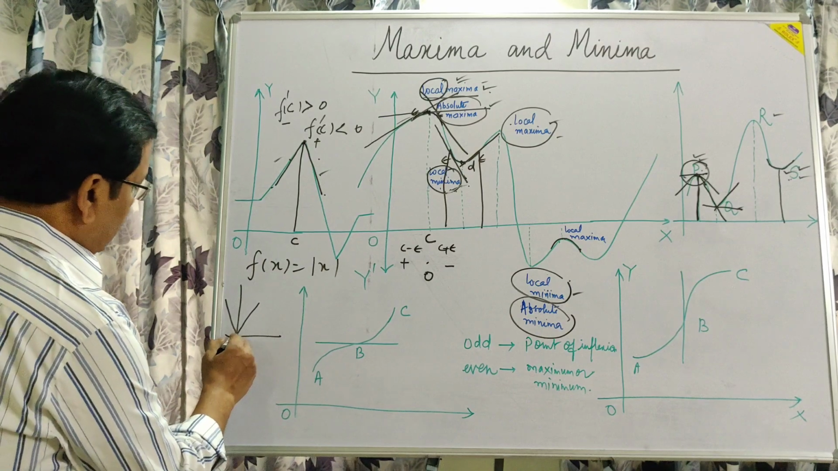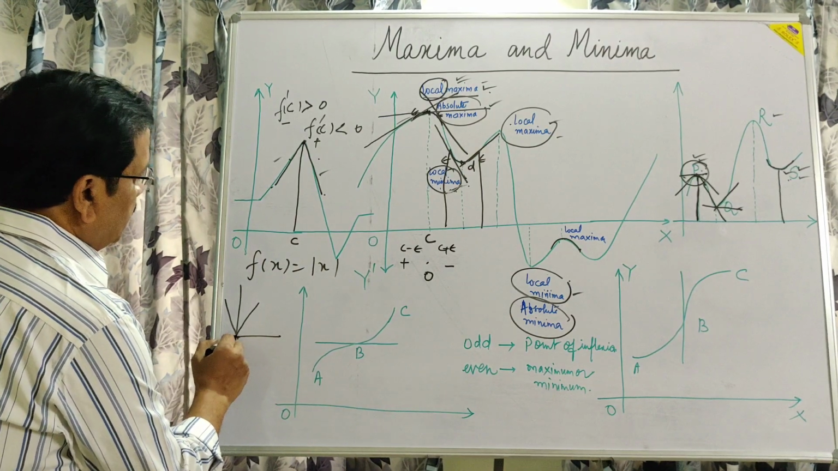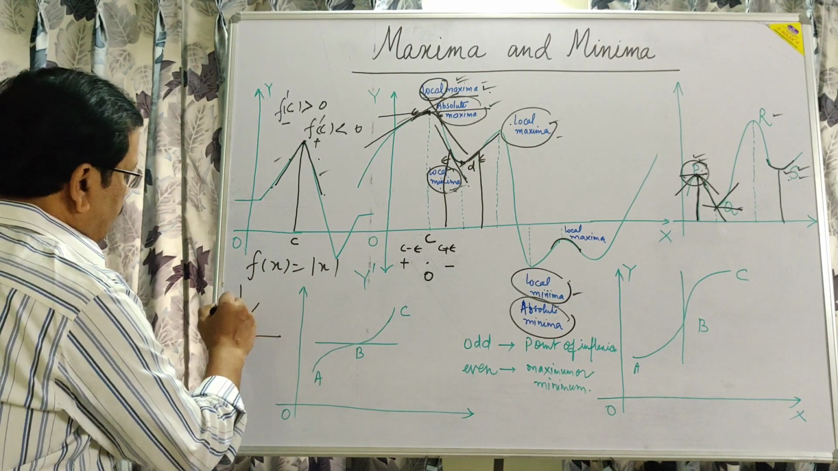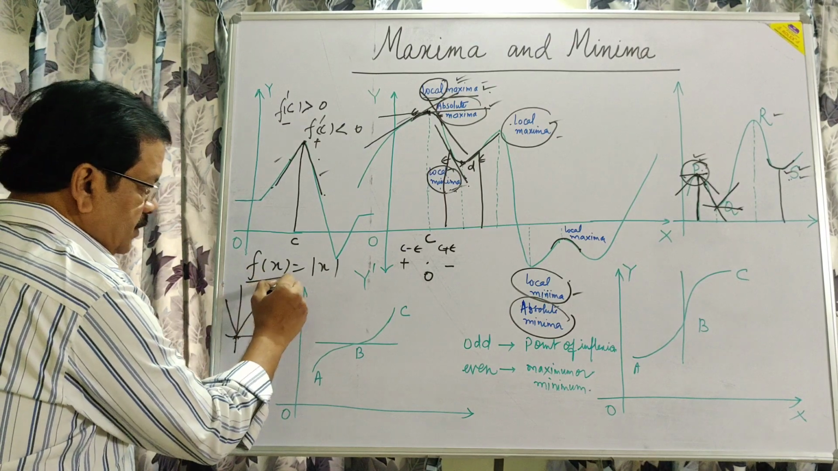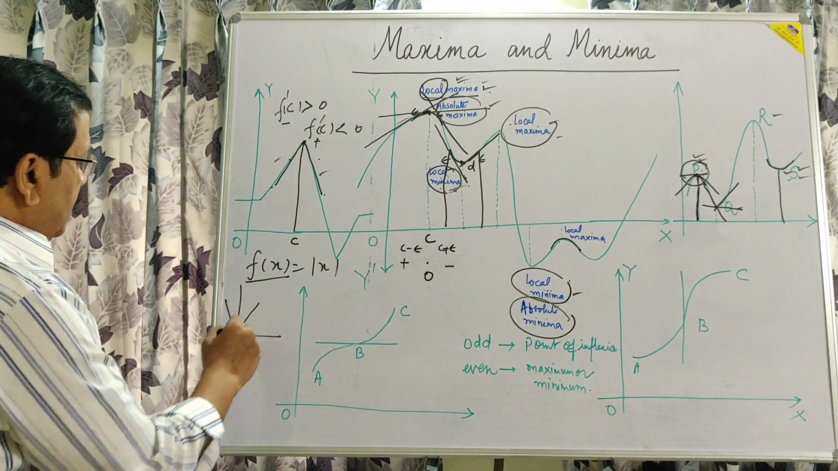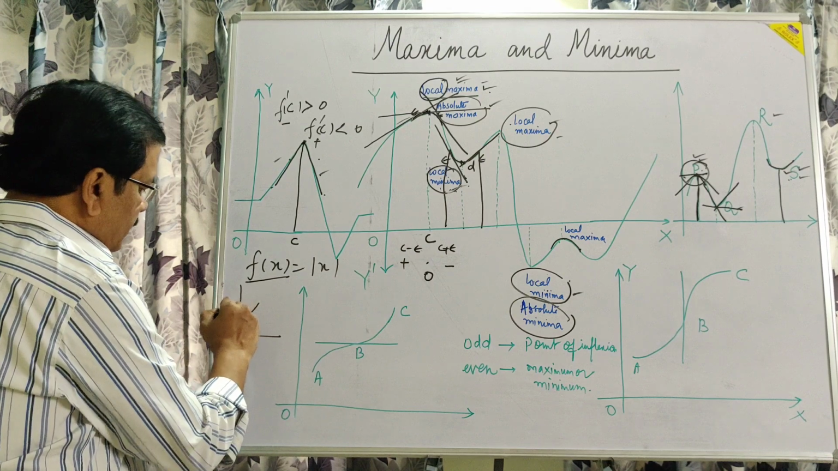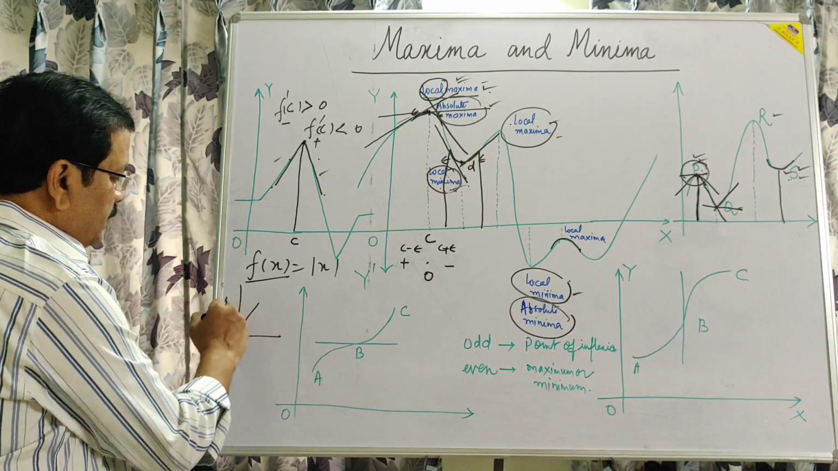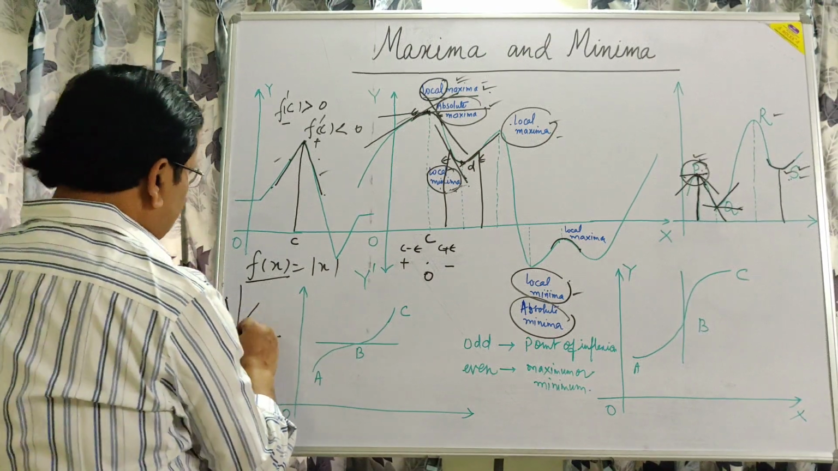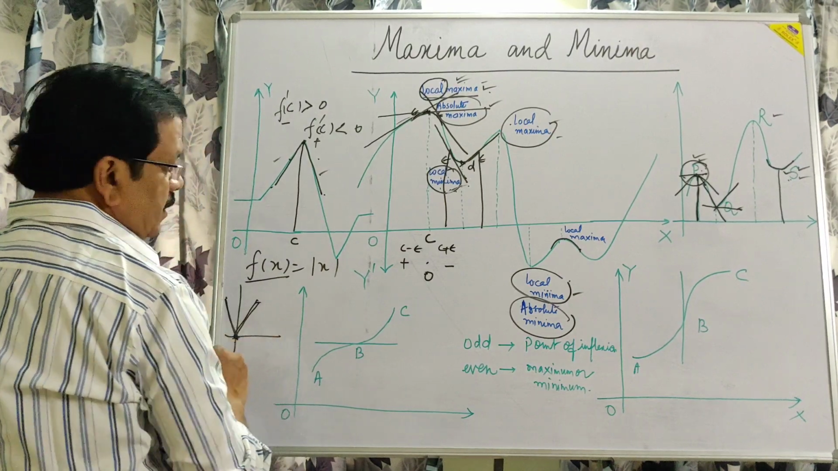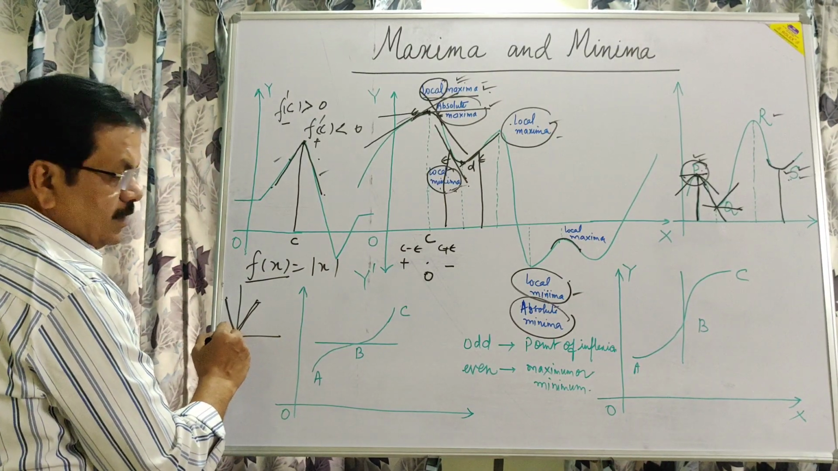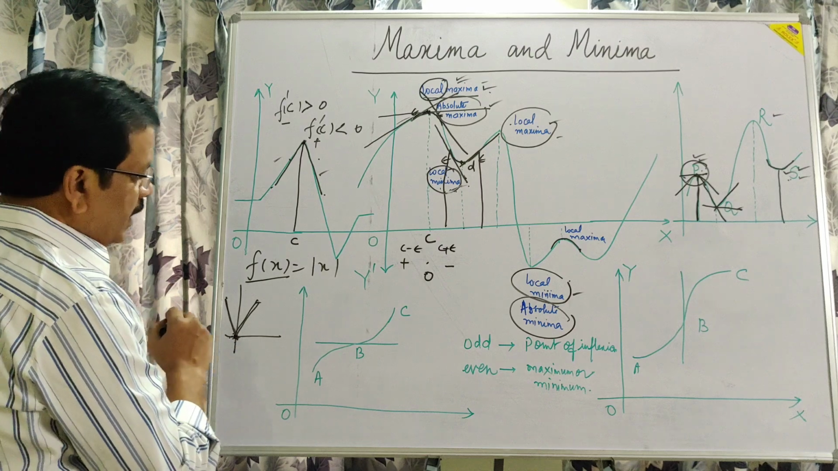Here this point will be taken, and though the differentiation does not exist here, we can define that this is the minimum value, which ceases to decrease here and then starts increasing. And that is why we can say this is a local minima.